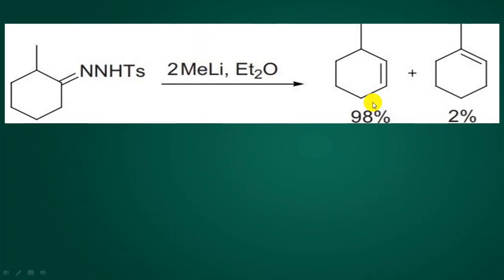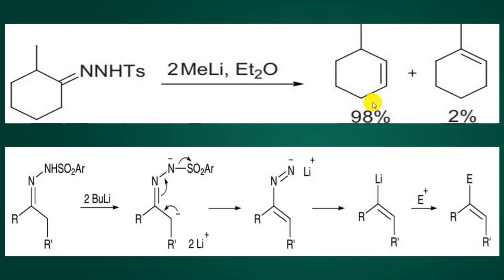Now we see the mechanism of this reaction. Now here, this is the tosyl hydrazone on reaction with two molecules of butyl lithium. The first molecule of butyl lithium abstracts this NH proton, it forms N minus, and the second molecule of butyl lithium abstracts this CH proton, which is also an acidic proton. So we got such type of dianion intermediate formation.